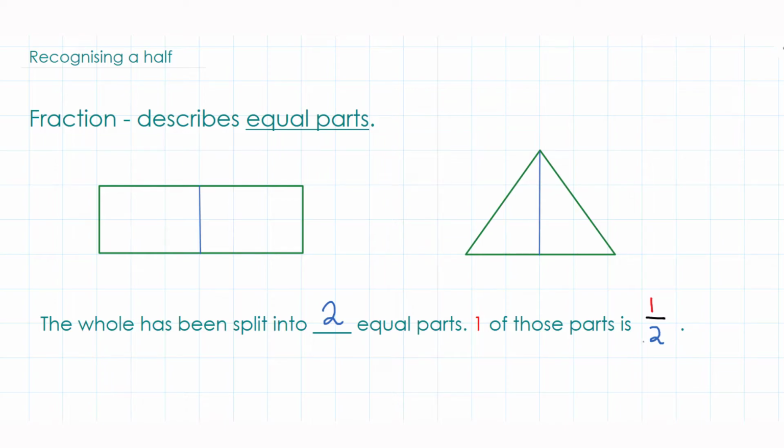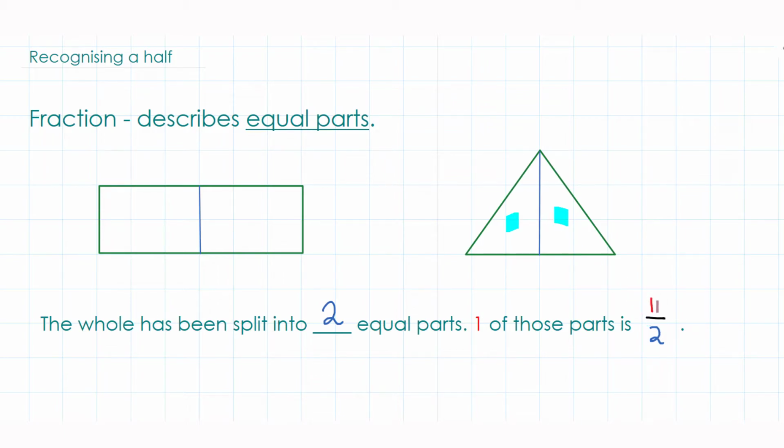That's how we write a half. Can you see why we write it that way? Well, let's look at the 2 on the bottom first. So what does that 2 represent? What does that 2 tell you? What would your answer be? My answer would be that the 2 represents the 2 equal parts the whole's been split up into. That's why there's a 2 there.